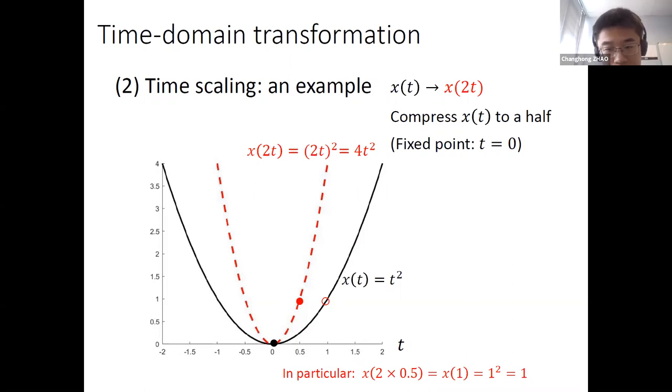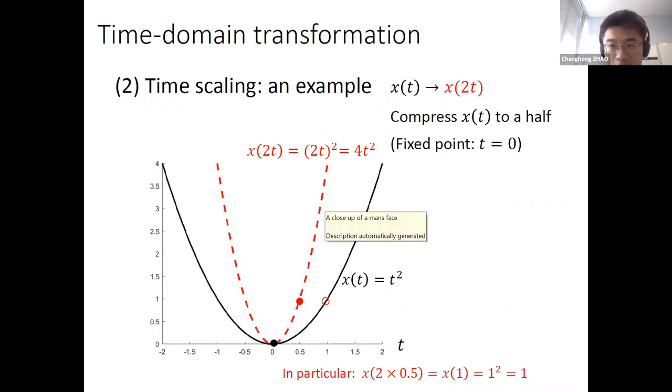We look at how a particular point on this signal changes. Here, we first look at this point that is marked by this red empty circle. At this point, t equals 1, x of t is 1 squared, which is also 1. But after this change of the signal, we have x of 2t for t equals 0.5. So 2 times 0.5 equals 1, x of 1 is 1 squared equals 1. Which means for the new signal x of 2t to take the same value 1, we must have t equals 0.5 instead of 1. And this happens to every point that takes the same value as the original signal. So to take the same value, we must reduce the time t to 1/2 of the original value.